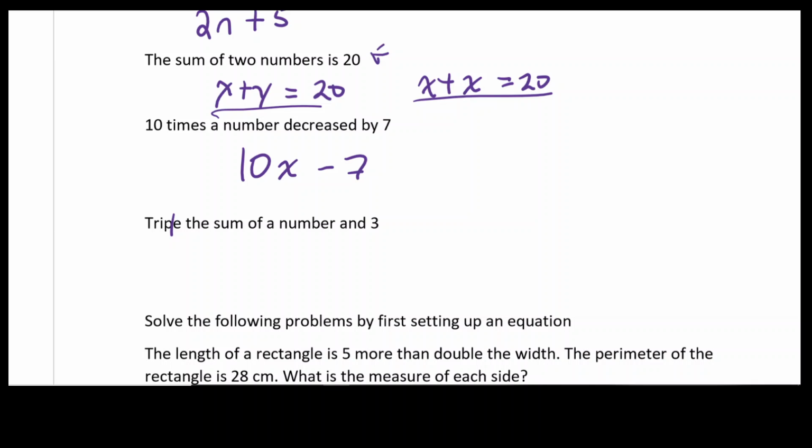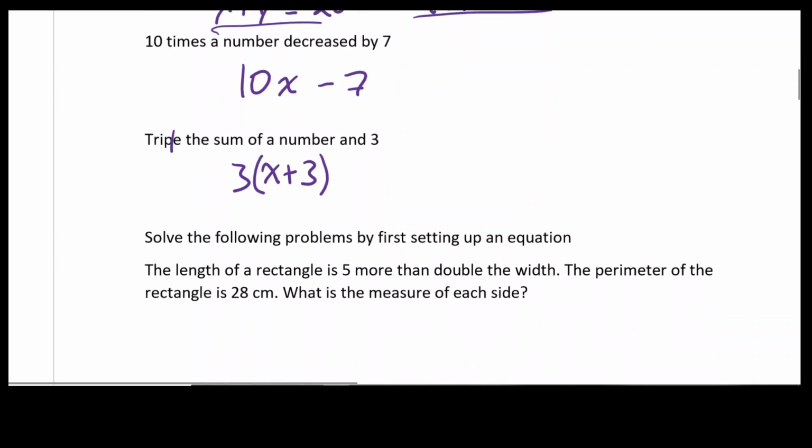Triple the sum of a number and 3. Well, the sum of a number and 3 might look like that, x plus 3. There's the sum of a number and 3. And I want to triple that, triple the sum of a number plus 3. Well, I'd have to put that in brackets and put a 3 in front of it. That's how I would multiply that by 3.